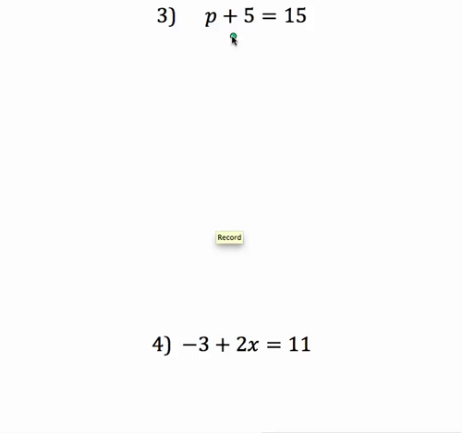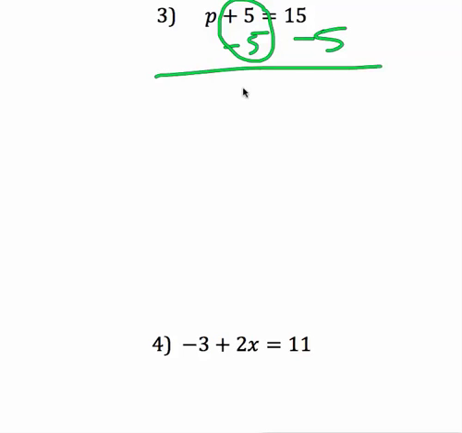p is being added by 5, so I'm going to subtract 5 from both sides because 5 and negative 5 make 0. On the left side, I have p, and on the right side, 15 minus 5 is 10.